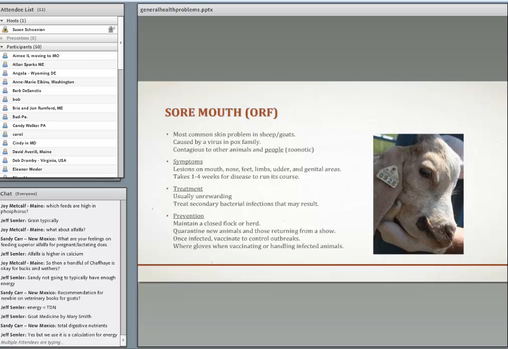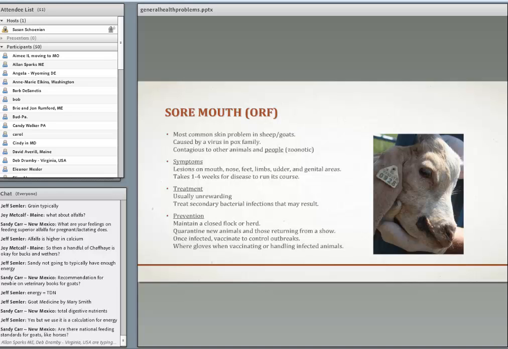I think this is the last disease, and that's sore mouth or ORF. It's the most common skin problem in sheep and goats. It's caused by a virus in the pox family. Virus means it won't respond to antibiotics. It's highly contagious to other animals, very contagious to people. The symptoms is the lesions, much like you see on this picture. Typically you see lesions on the mouth, but they can be on really any extremity, nose, feet, limbs, udder, and their genital areas. They can be everywhere. It just depends. But mostly, like I said, it's up around the nose and the mouth.